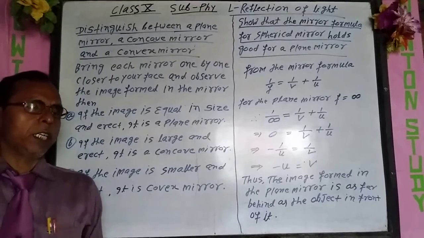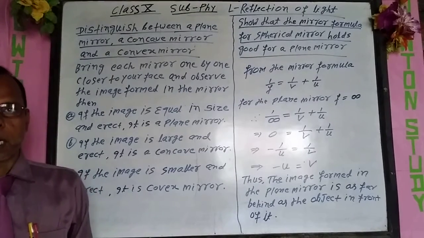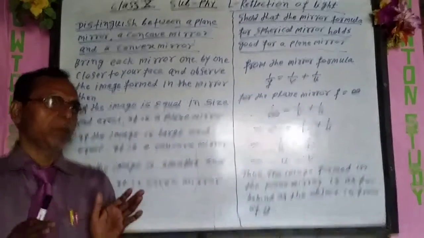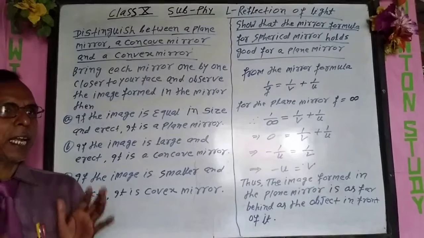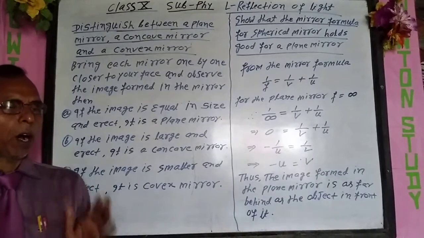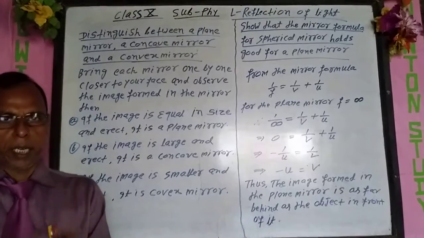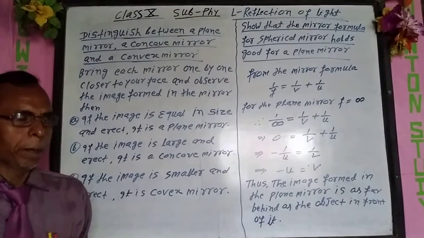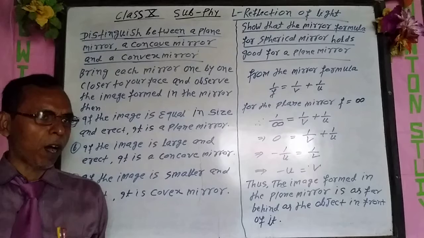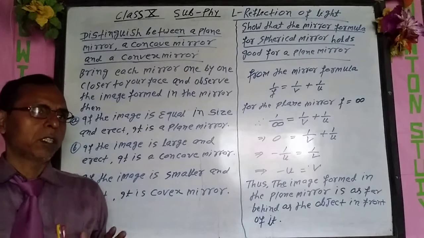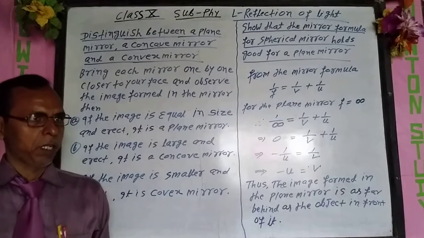If the image is formed larger and erect than the object, then the mirror is concave mirror. If the image is formed smaller and erect, then the mirror is convex mirror.